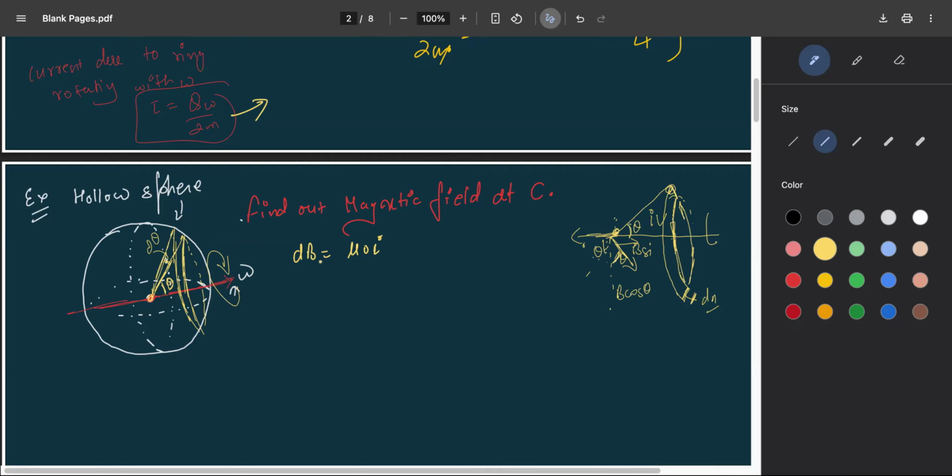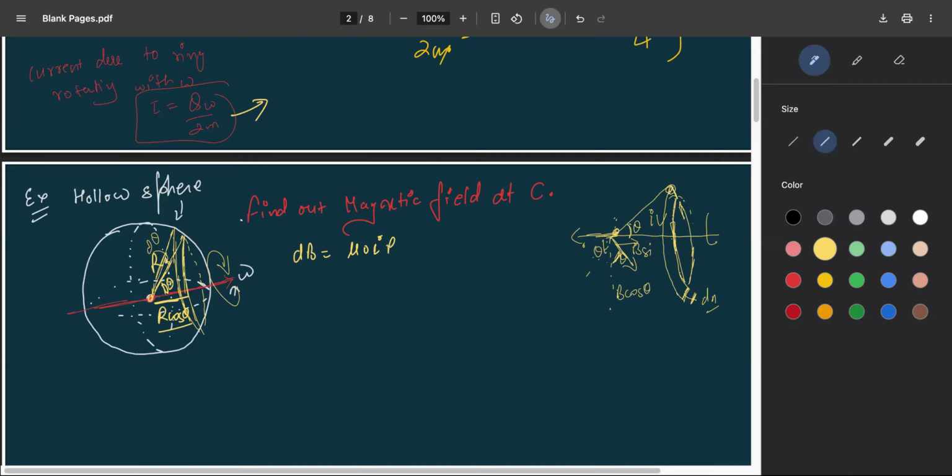Okay, what is the distance? If you see, this is radius r. Okay, this is radius r. This is angle theta. So what is the distance? That is r times the cos of theta. Okay, so in this case, the formula says that mu naught I r square basically.